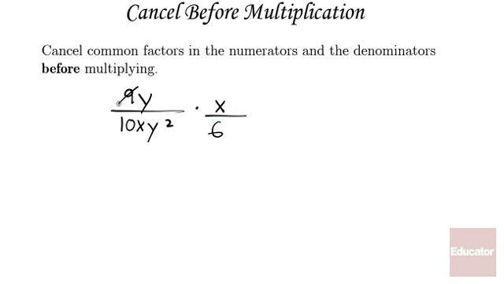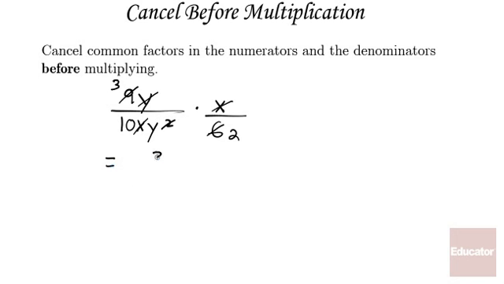For example, I have a common factor of 3 in the 9 and the 6. 3 goes into 9 3 times and into 6 twice. I also have a common factor of y. This y cancels out and the y squared becomes just y. I have a common factor of x. The x's cancel out entirely, and now I have something that is much easier to work with.